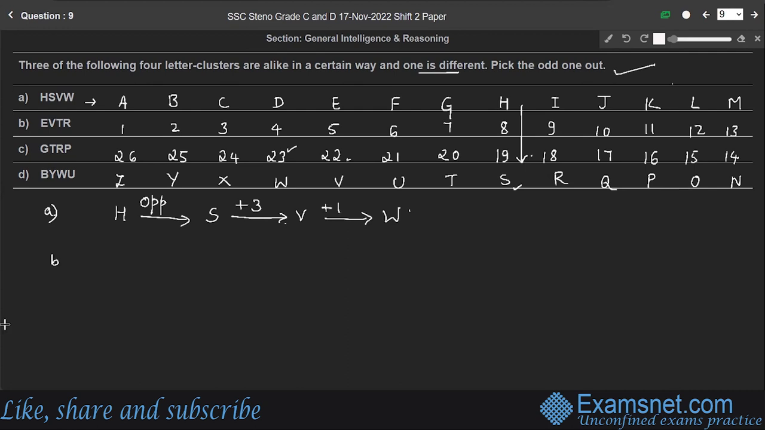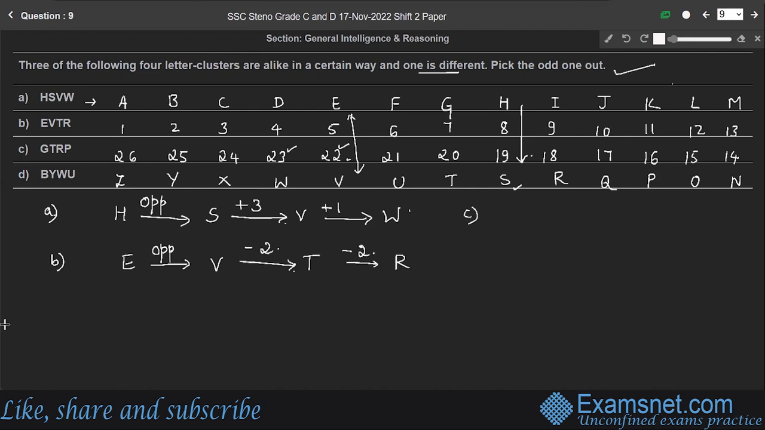So we'll consider the second cluster, EVTR. So E, V, T and R. Here the letter E is opposite to V. E and V are opposite letters. So I can write E is opposite to V. Whereas the relation between V and T is V is 22, T is 20. So V minus 2 is T, and R is 18. So T minus 2 can be written as R.